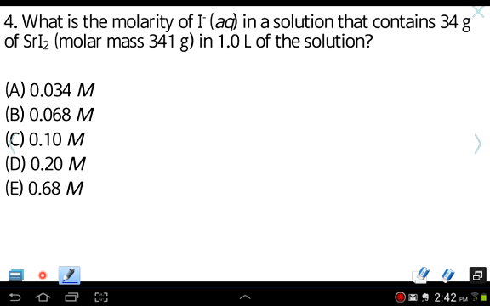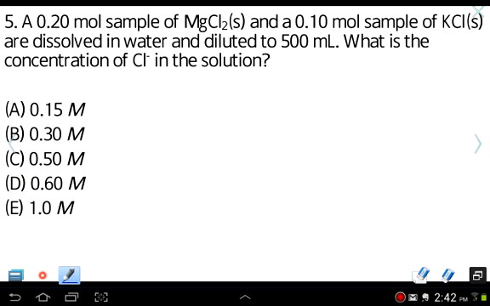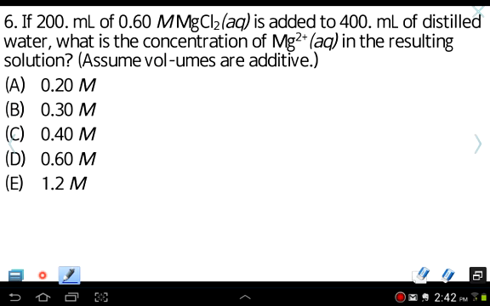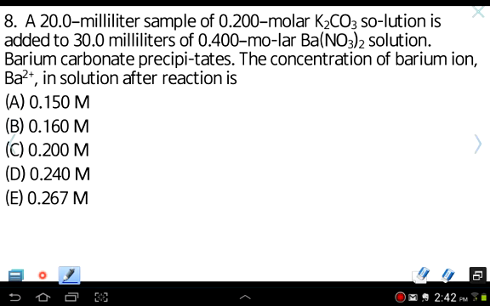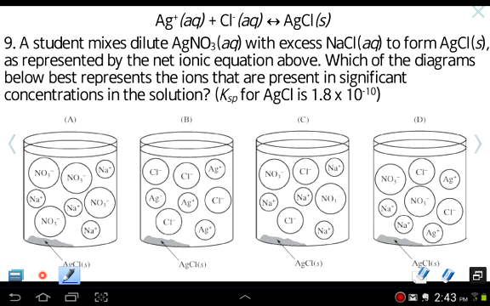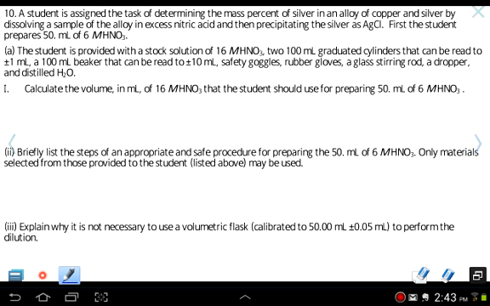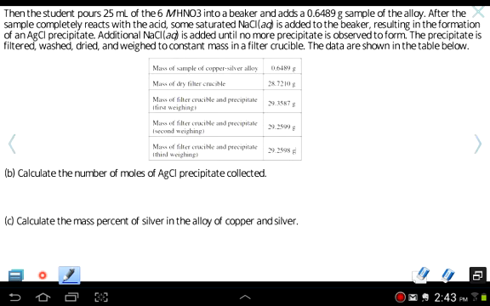Here's some molarity calculation problems for your pleasure. Here's another one. How about a little dilution problem? Here's a little precipitation problem. Here's another one. All good fun. And here's one with some pictures. Always funner with pictures. And here are some free response questions. These are your free response questions. And here's the second one.